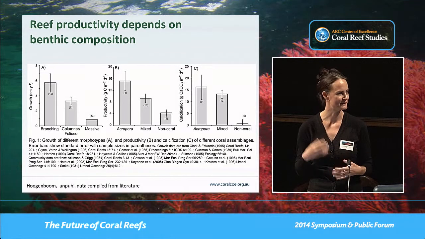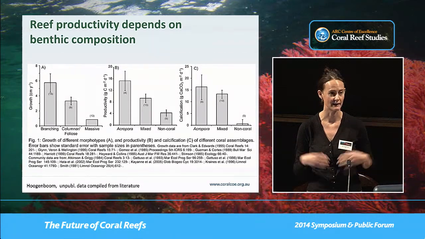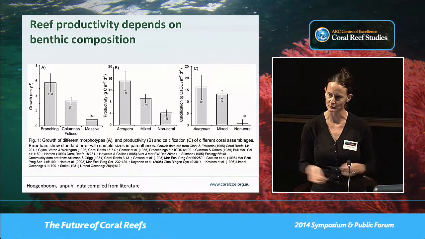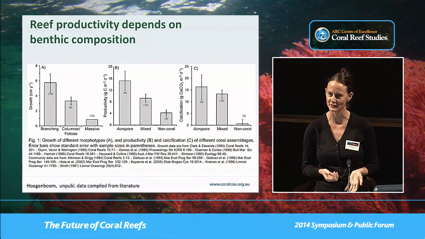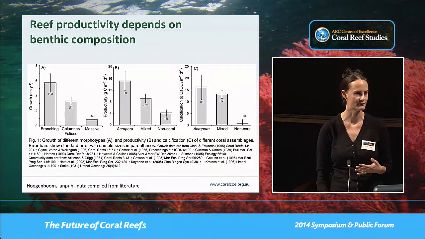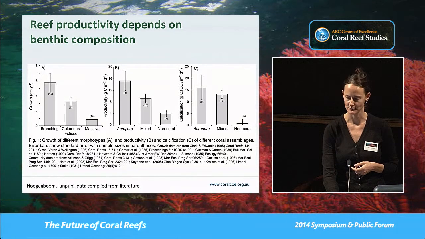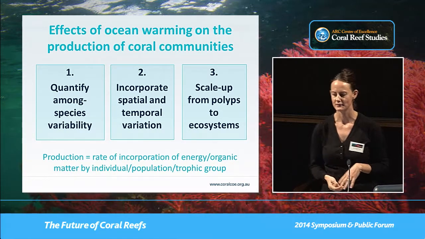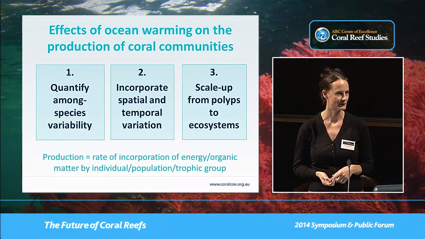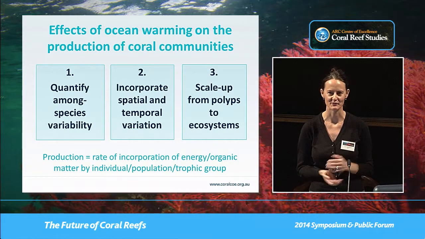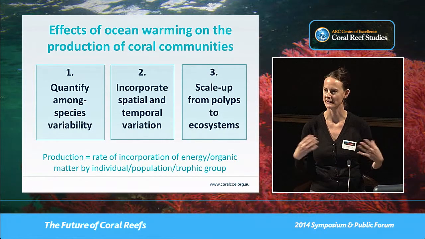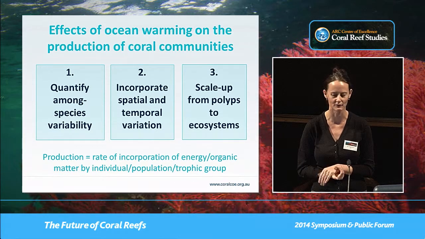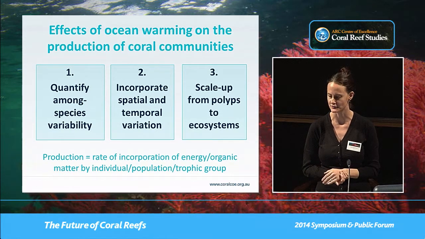So we know coral communities are changing. There's some evidence that their overall reef productivity or the amount of carbon they're exporting to pelagic environments might change with community composition, which is what's motivated the work that I'm talking to you about today. So the title of this talk was Effects of Ocean Warming on the Production of Coral Communities. So hopefully the context I've given you so far has introduced that we might expect to see changes in this production, productivity, calcification of reefs, given changes in community structure.